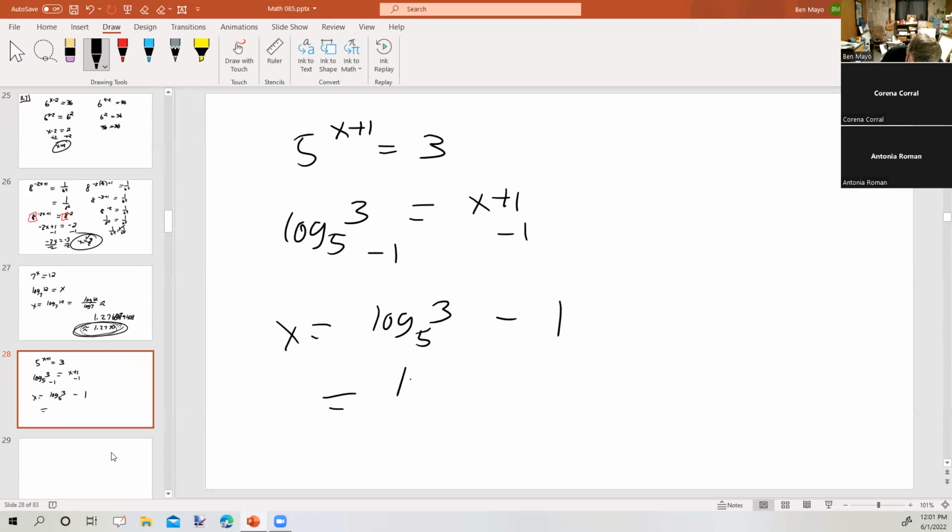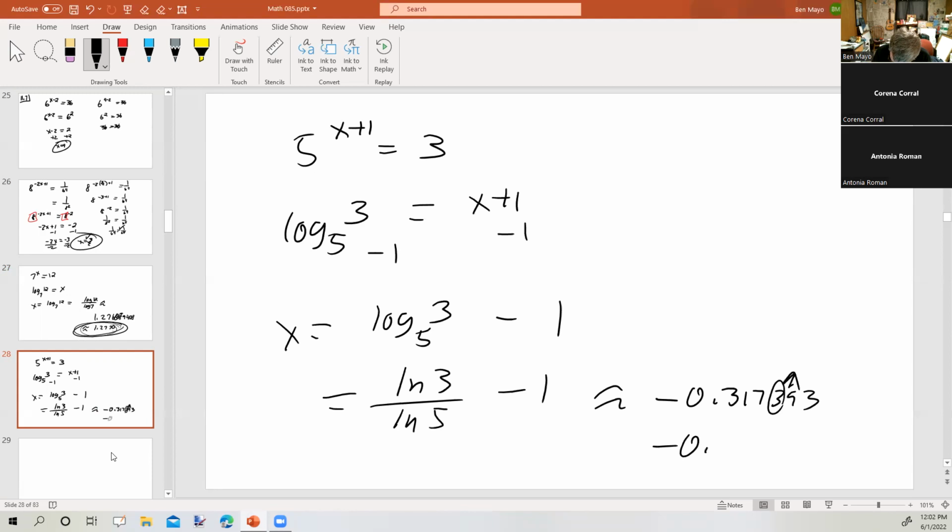Using the change of base, let's use natural log this time. So I get that. So natural log of 3, close it up, divided by natural log of 5, close it up, and then minus 1, negative 0.317393. The 9 would round up, so we get negative 0.3174. I do believe. We okay with this? Yes. All righty.